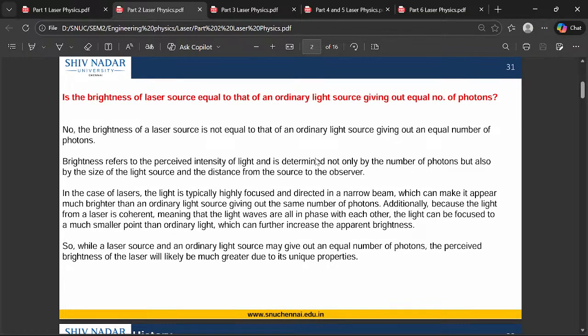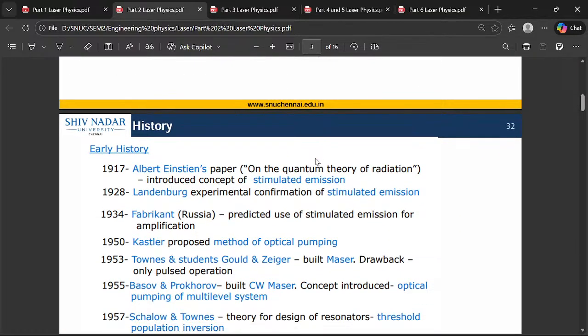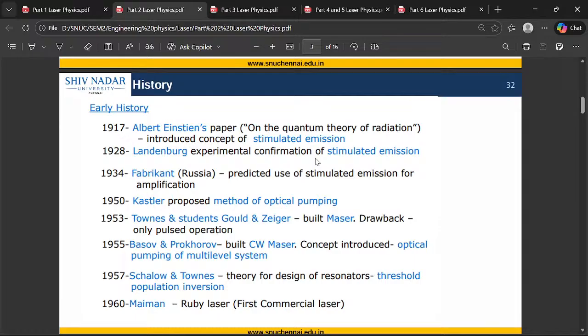In theory, lasers are highly intense, as we saw in the previous PDF. So even though both sources have the same number of photons, we perceive that laser light is brighter. This is a simple question given by sir. This slide gives a small history of how the laser was invented. First it all started with Albert Einstein's paper.